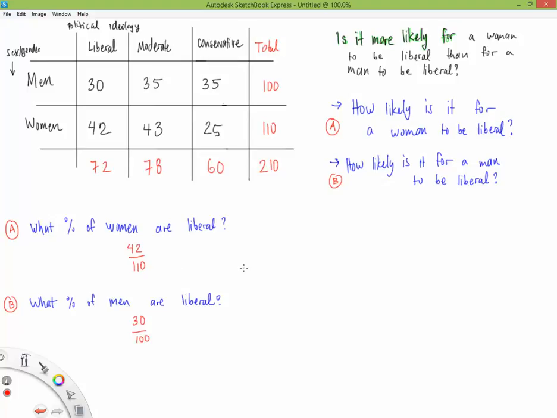So what percentage of women are liberal? We did 42 over 110, and I think we got 38.2%. And then what percentage of men are liberal? We get 30%. Is that okay? So if you are a woman, according to our data, you are more likely to be liberal than the man. 38% versus 30%. And so the answer to our question, is it more likely for a woman to be liberal than for a man to be liberal, is yes. It's 38.2% versus 30%. Is that okay?